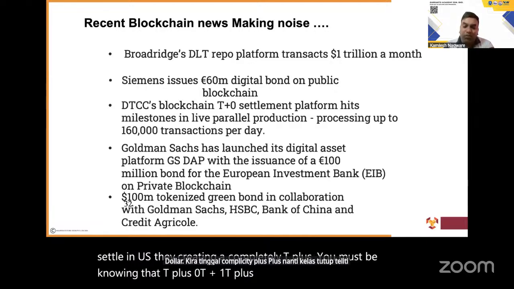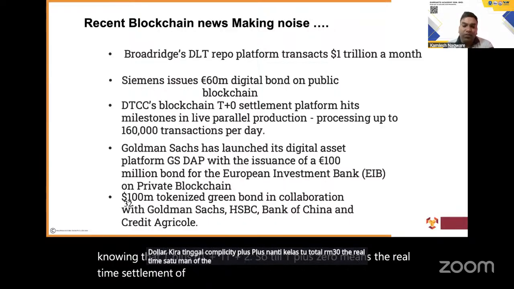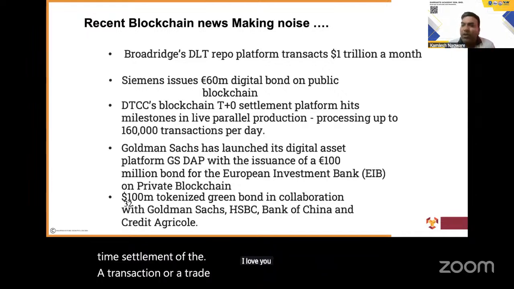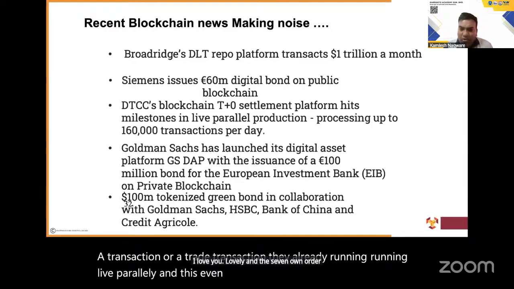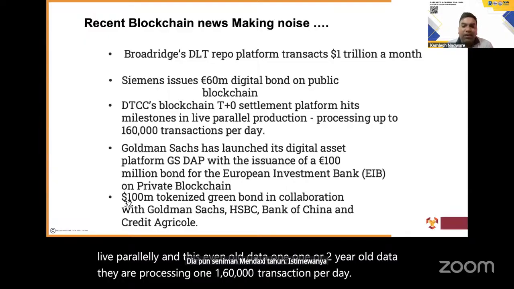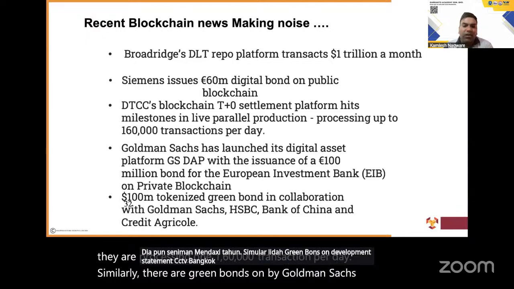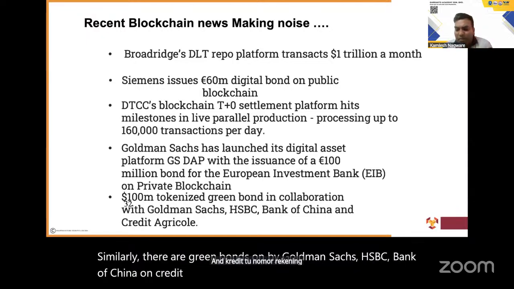So T plus zero means the real-time settlement of a transaction or a trade transaction. And they're already running live in parallel, and even with old data, one or two years old, they are processing 160,000 transactions per day. Similarly, there are green bonds owned by Goldman Sachs, HSBC, Bank of China, and Credit. So a number of things are happening out there.